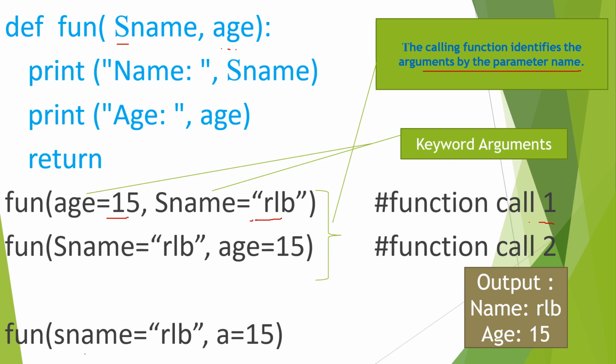In the third one, the arguments are not valid because the keyword must match the name of the parameter. As the parameter name is sname, here the S is capital, but in this one the s is small. So at the time of calling, it would raise an error that the keyword arguments are not correct.